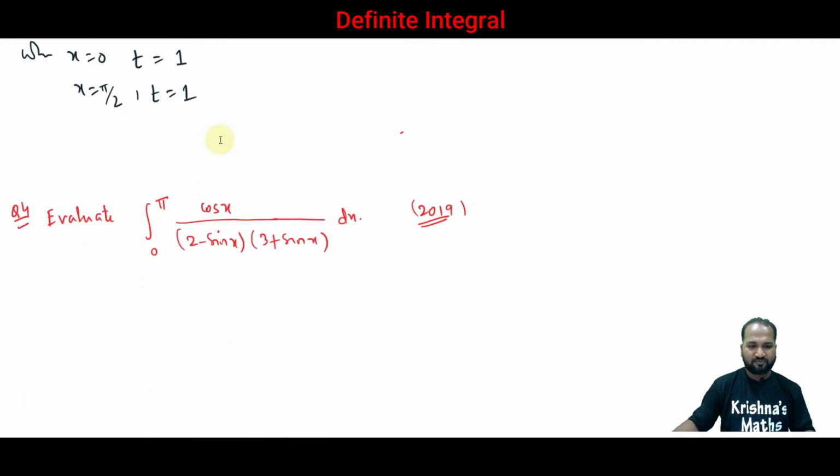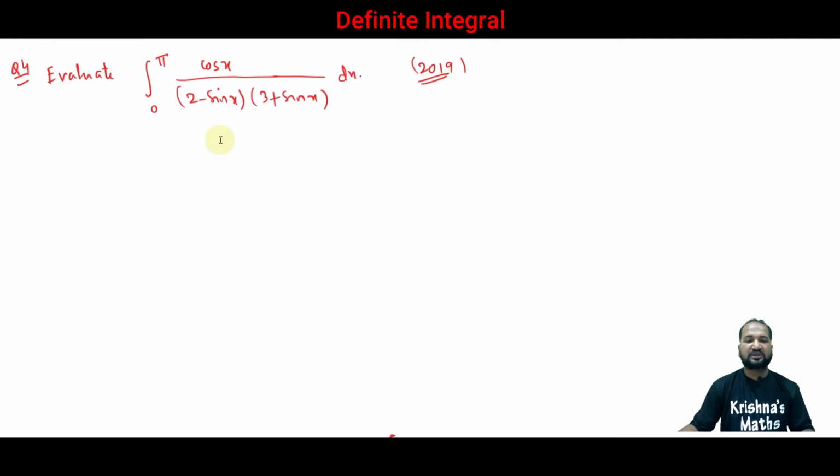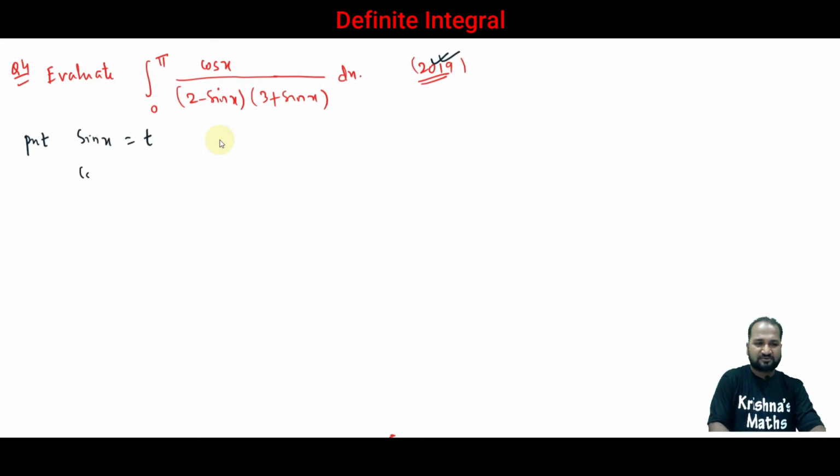Right, this came in 2016. So these are all 1 mark questions. Now come to a 4 mark question. The question is the integration from 0 to pi of cos x divided by (2 minus sin x) into (3 plus sin x). Now the denominator is a function of sin x, and the numerator is its derivative, cos x. This was a 2019 question. Put sin x equal to t. When you substitute sin x equal to t, the derivative of sin x is cos x into dx, and that will be equal to dt.